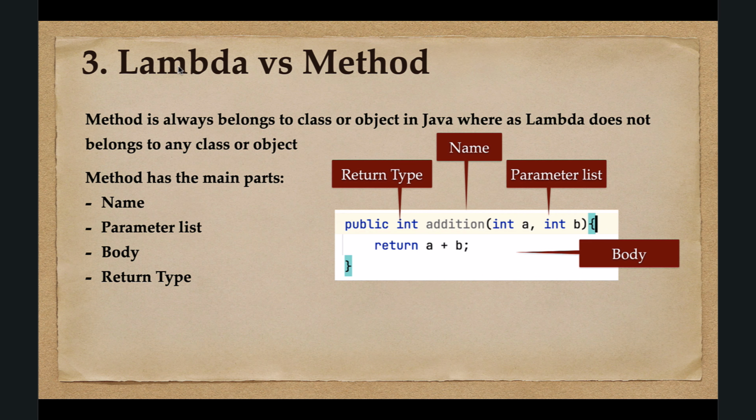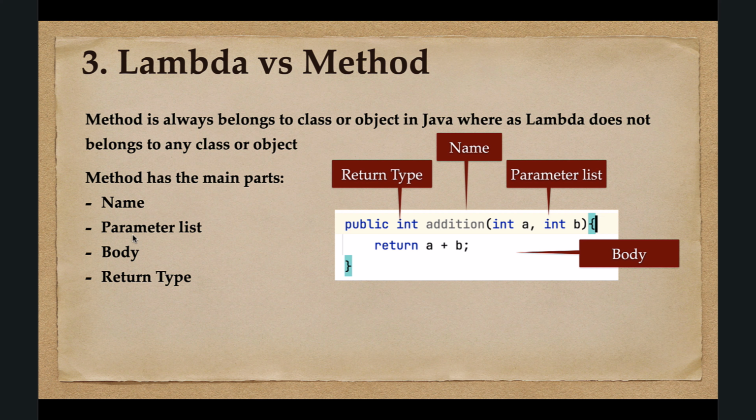The next question is lambda versus method. Sometimes beginners may get confused between a lambda and a method, so you may get an interview question like, what is the difference between lambda and method? Well, a method always belongs to a class or object in Java, whereas a lambda does not belong to any class or object. Whenever we create a method in Java, we should create it within a class, right? On the other hand, a lambda does not belong to any class or method, so a lambda expression exists in isolation from any class.